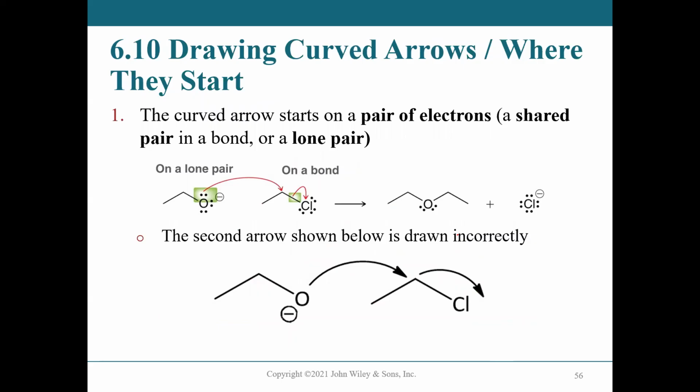The curved arrow starts on a pair of electrons. So here we have that curved arrow. It starts with this lone pair of electrons. So we're going to form a bond and we're going to break a bond. So at one point in time, this is probably an alcohol. And now we have an ether group. So the second arrow shown below is drawn incorrectly, because they don't have a pair of electrons right there.